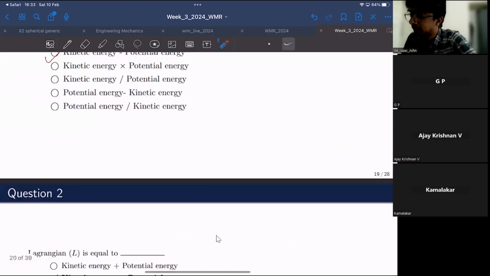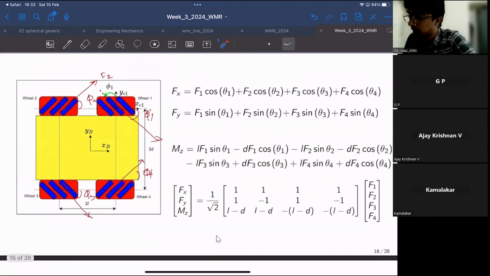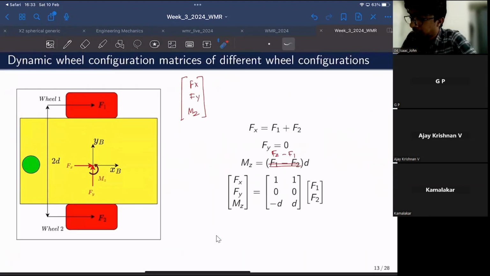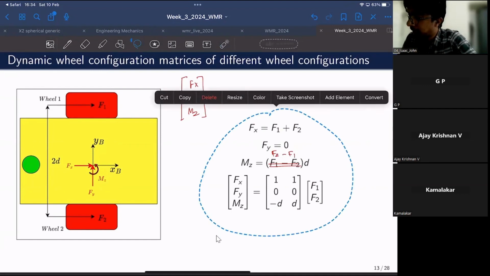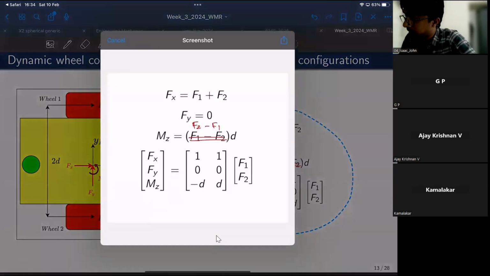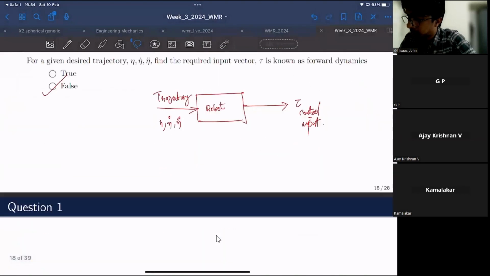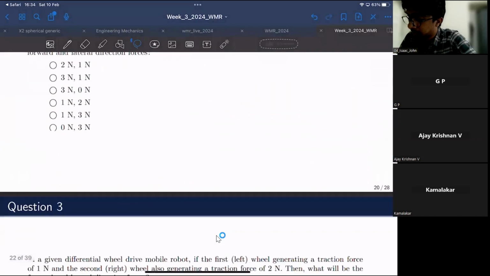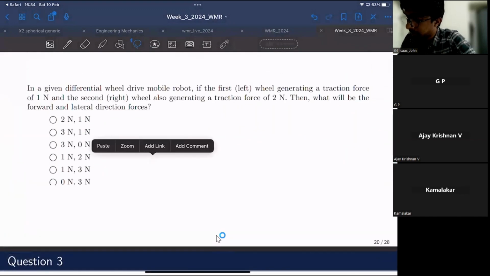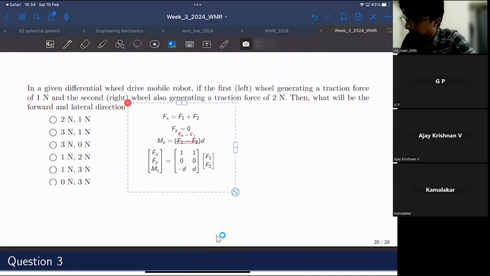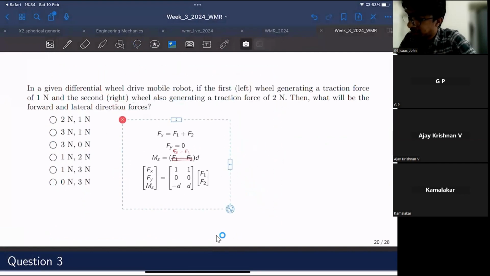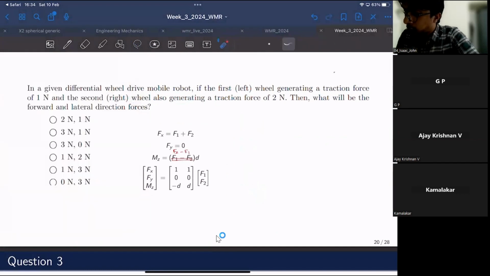It says we have a differential wheel mobile robot. If anyone needs, I can reproduce this image. I'll take a screenshot of this vector, because we may need it to solve the problem. Yeah, this was question 3. The question says, for a given differential wheel mobile robot, if the first wheel is generating a traction force of 1 Newton.